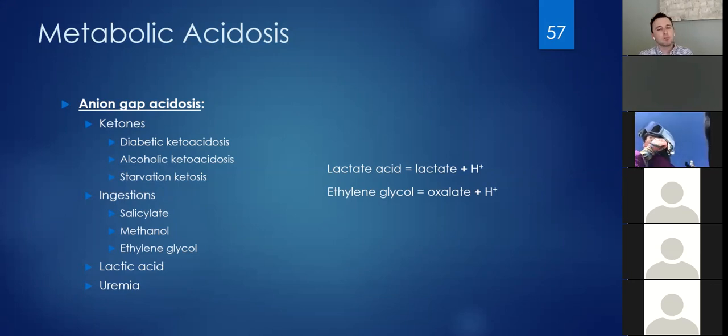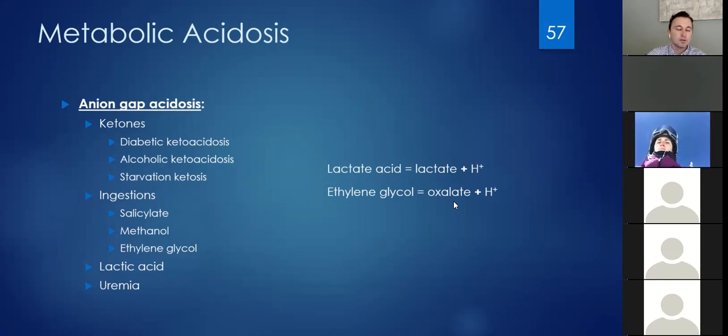So again, take sepsis, for example. You have this production of lactic acid. It's going to exist in solution as lactate and hydrogen. All of these acids do that. For example, ethylene glycol is going to break down into oxalate and hydrogen.